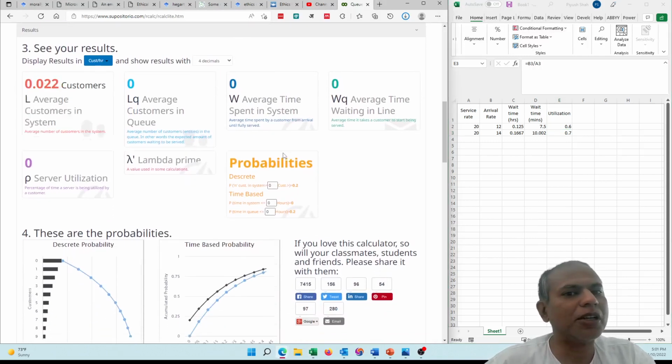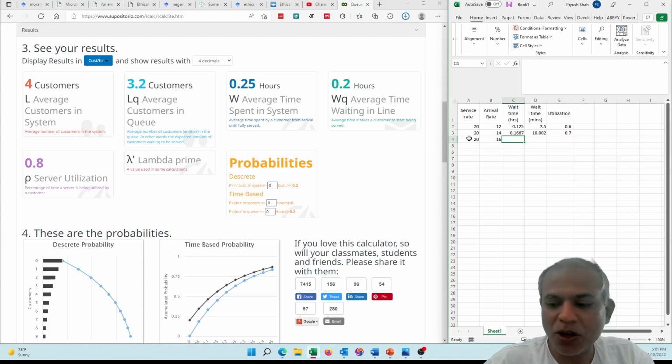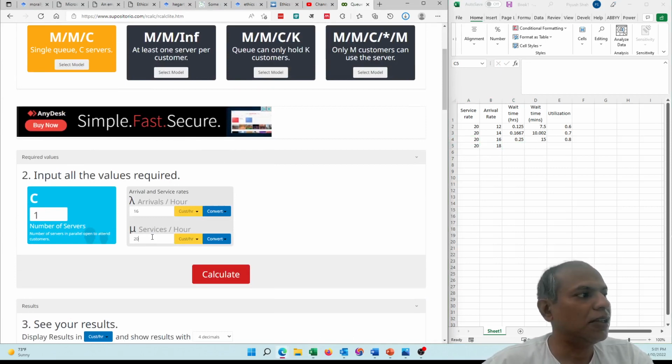Tolerate me for a little bit to understand what I am doing. It tells me that the average wait time has now gone up to 0.25 hours, which is equal to 15 minutes, and the utilization is 80%. What if I increase the flow of customers to 18? Let's do that. The flow of customers increases to 18. What do you think is going to happen?